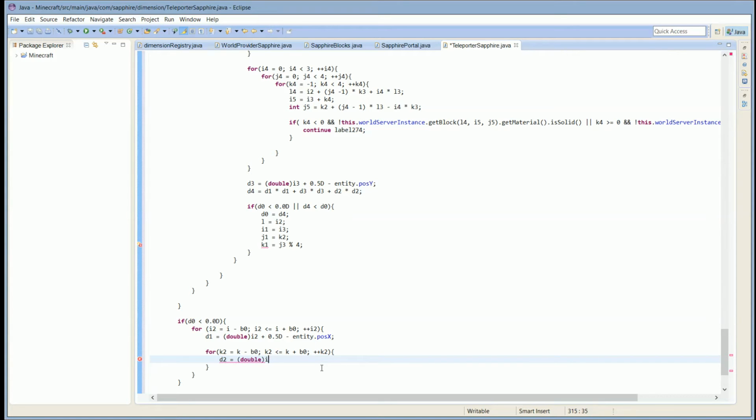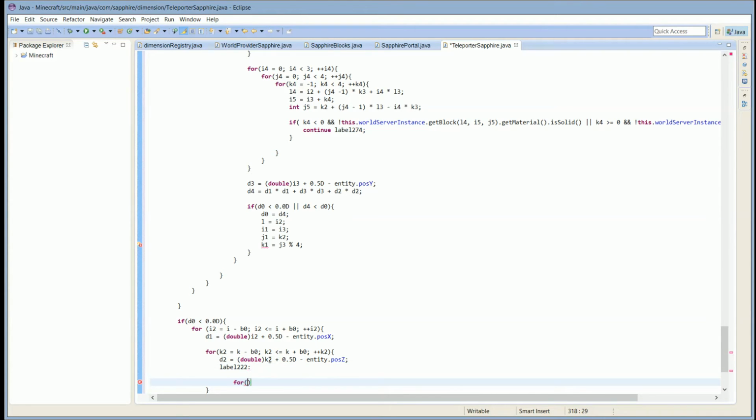if the... hold on, I can't talk while doing this. Okay, and then label 222. This is if d0 is less than 0.0d. So that's why there's that. Why isn't it like the colon? Oh, because it's an empty statement.